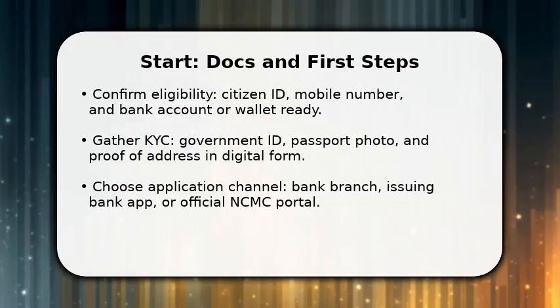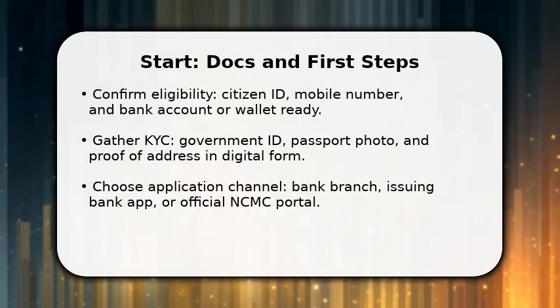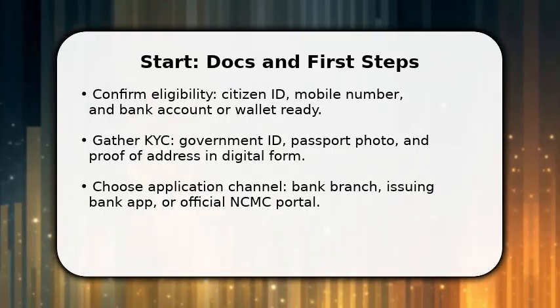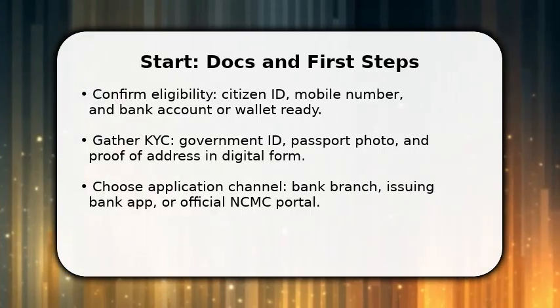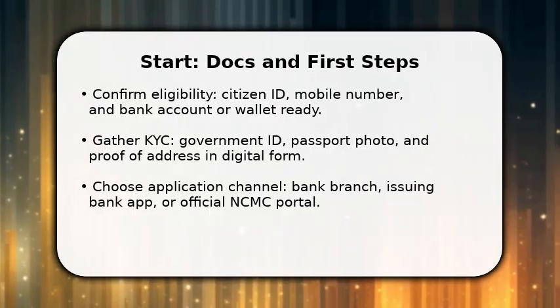You begin by confirming eligibility and collecting KYC documents. This saves time when you apply. Once done, pick the fastest channel, your bank app, a branch, or the official portal, and have your mobile number ready for OTP. Make sure your government ID and a clear photo are accessible on your phone.